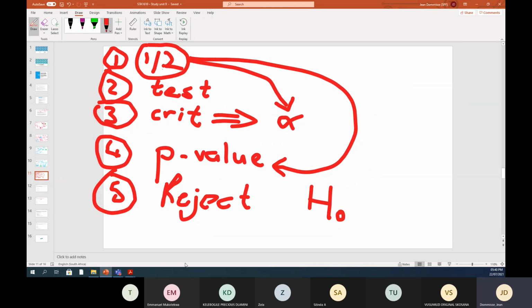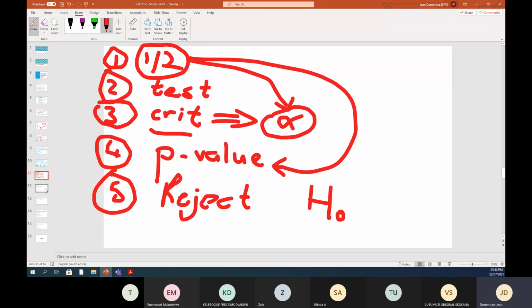Okay, the critical value, you look at your alpha. So there you can use the table that is in your study guide. The t-stat you will need to calculate if it is the t-table or the z-table.